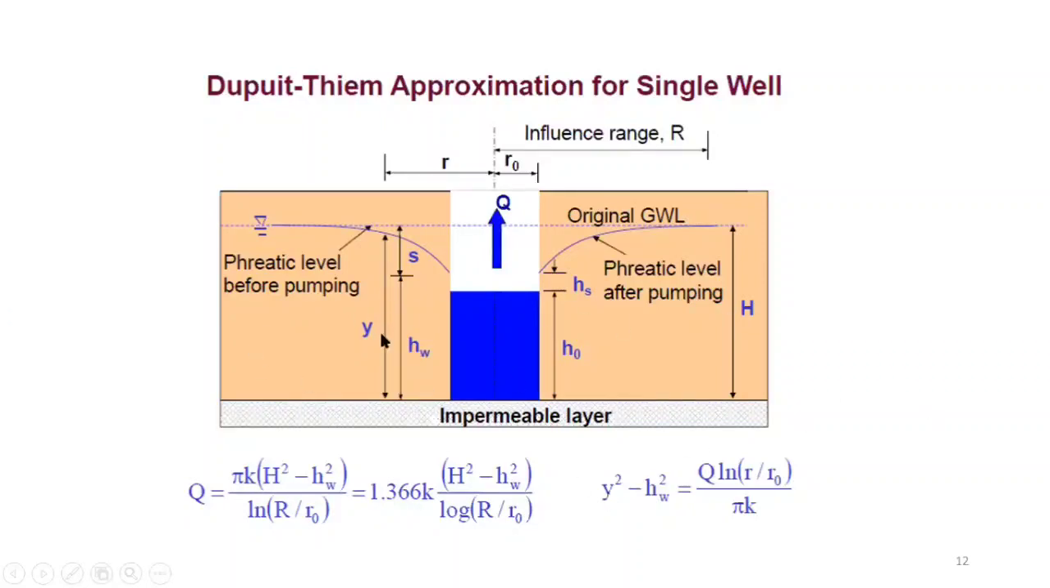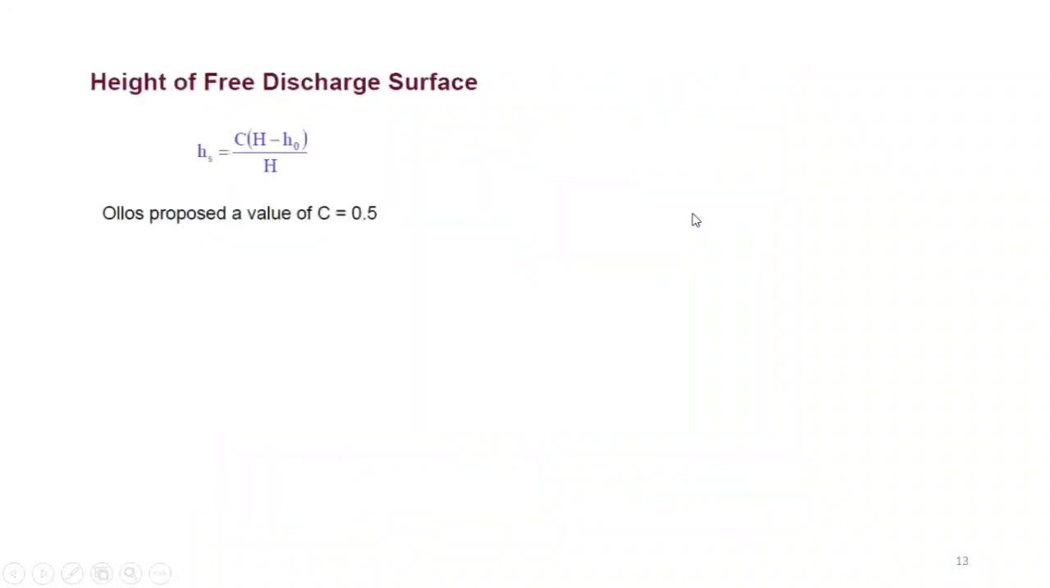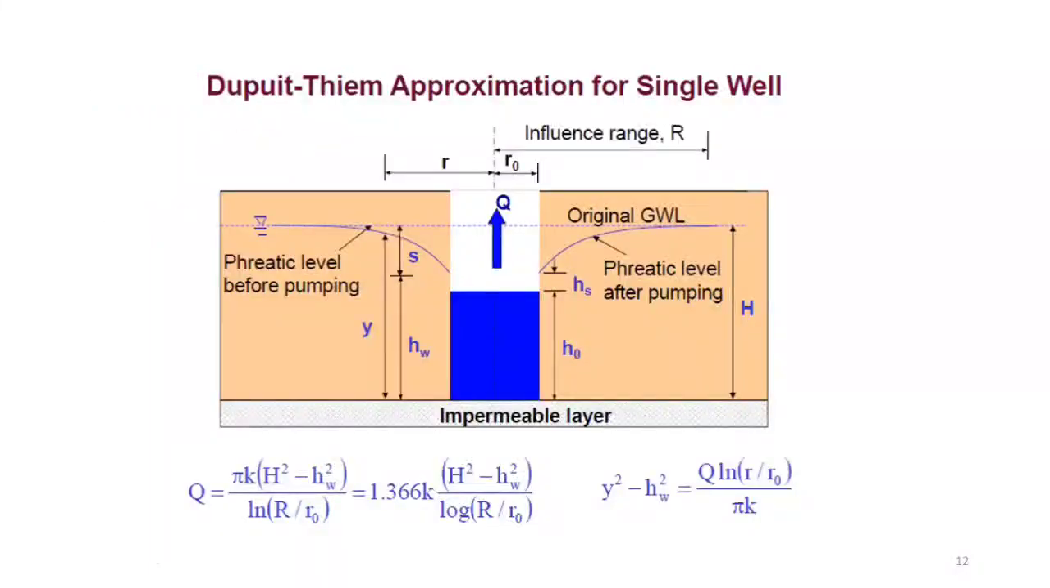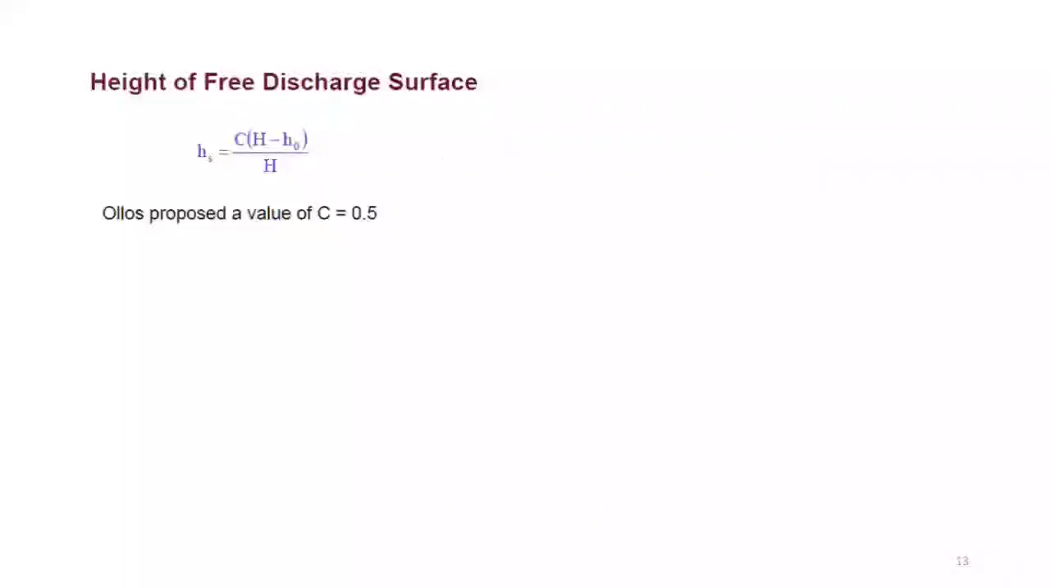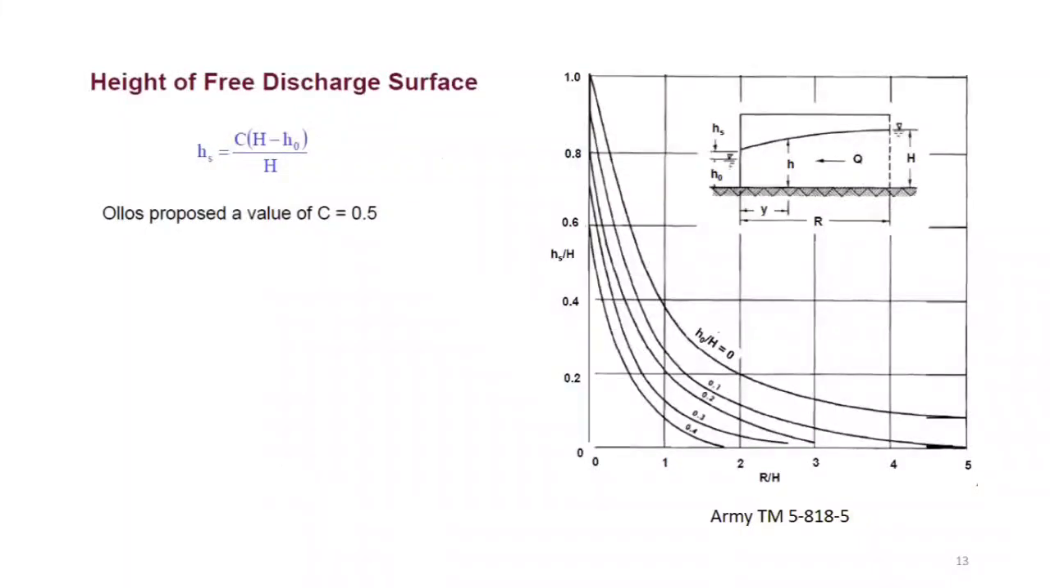And this is the relationship between these variables Y and HW. You can use that to get any value of the level of the phreatic surface from the impermeable layer. This is a formulation given by Ongos to get the value of the free discharge surface, which is a function of H, capital H. This is the distance from the impermeable layer to the groundwater table. H naught is the level of the water in the well just before pumping. And there is a constant C, which is normally fixed at 0.5. You can use this chart as well.